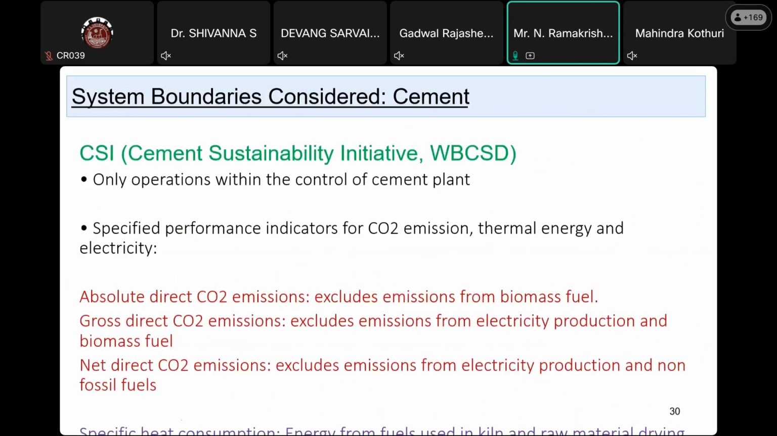So CSI is the one we have discussed earlier, Cement Sustainability Initiative, which will define the boundaries also. It's a part of WBCSD, the World Business Council for Sustainable Development. So what are the emissions required, how much energy is consumed, and electricity also will be defined. So you have this absolute direct CO2 emissions, gross direct, net direct, which will include the electricity production and the biomass or fossil fuels, whatever the case it is. And energy from fuels used in kiln and raw material drying are also considered.